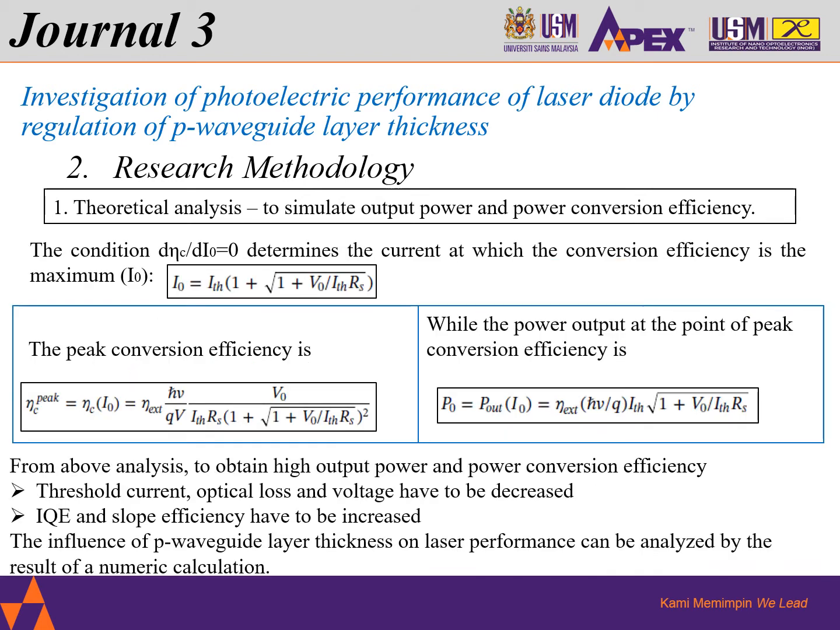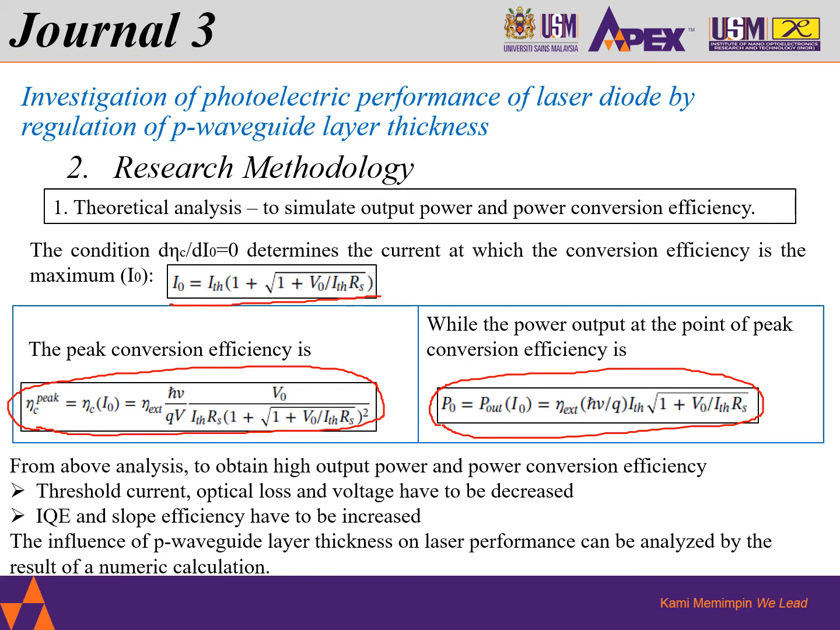In order to calculate the peak conversion efficiency and the peak power output, we need to differentiate the conversion efficiency with respect to the current and set it equal to 0. That gives the current at which the conversion efficiency is the maximum. With this equation, we can derive and get these two equations for the peak power output and the peak conversion efficiency.